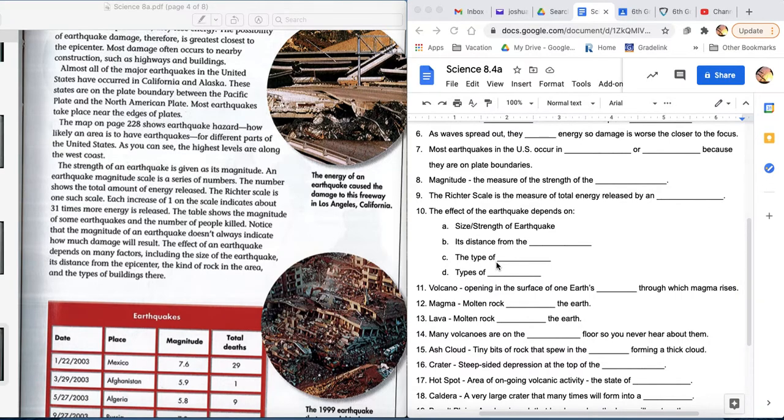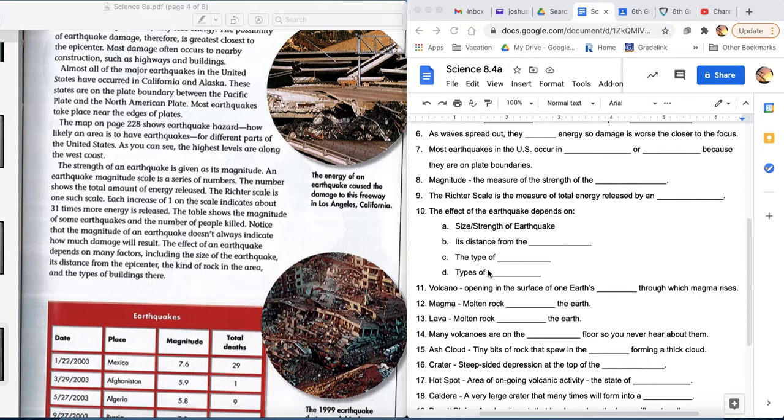So what are you building it on? Am I on solid rock that cannot shake that much? Or are we on loose sand where the buildings might collapse? The type of material, the kind of rock in the area, plays a major role. And the last one is the type of buildings. Okay, in America, guys, we're pretty good at building strong buildings.